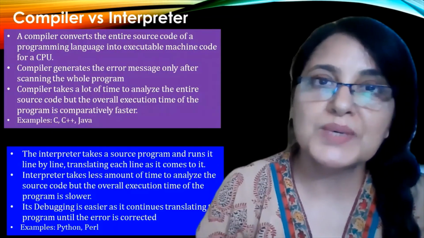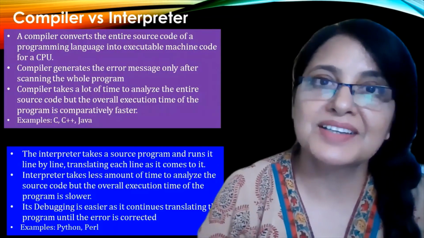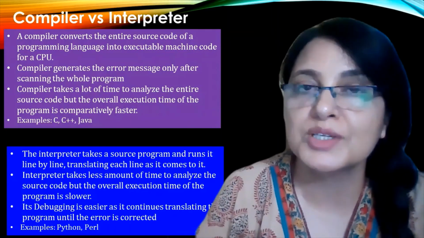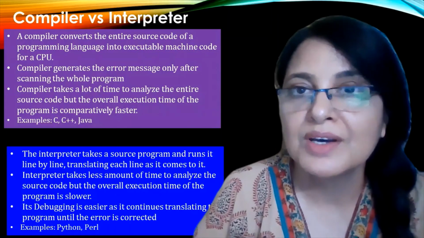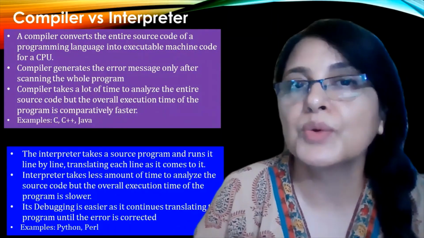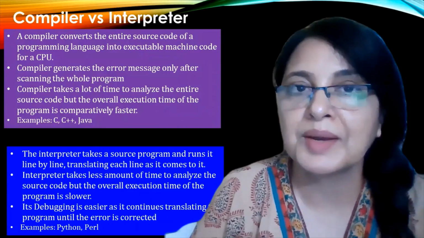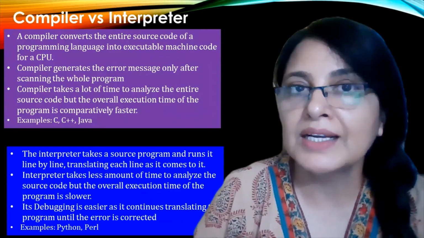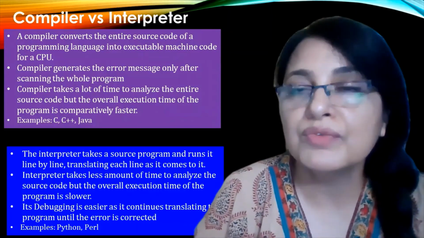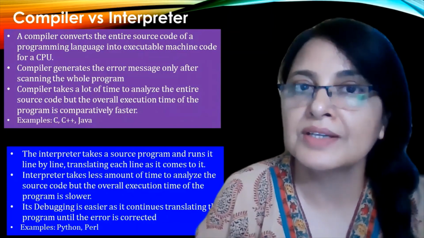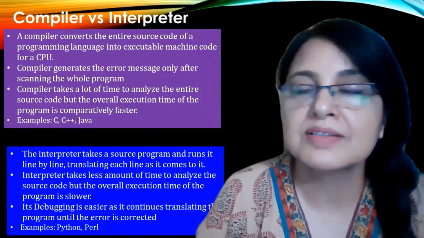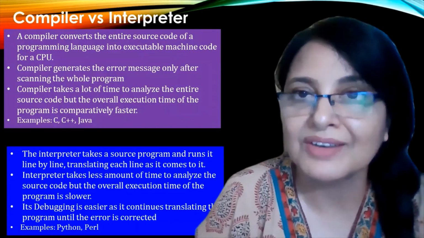The difference between the compiler and the interpreter is that the compiler converts the entire source code of a programming language into executable machine code for the processor. The compiler generates the error messages only after scanning the entire program. It takes a lot of time to analyze the source code, but the overall execution time of the program is comparatively faster. Some of the programming languages that use compilers are C, C++, and Java.